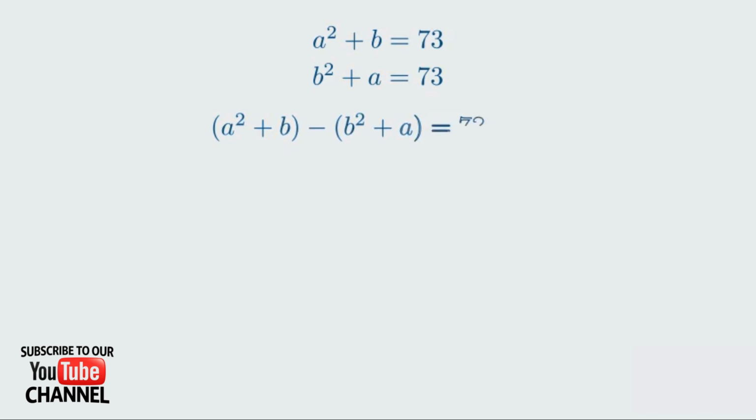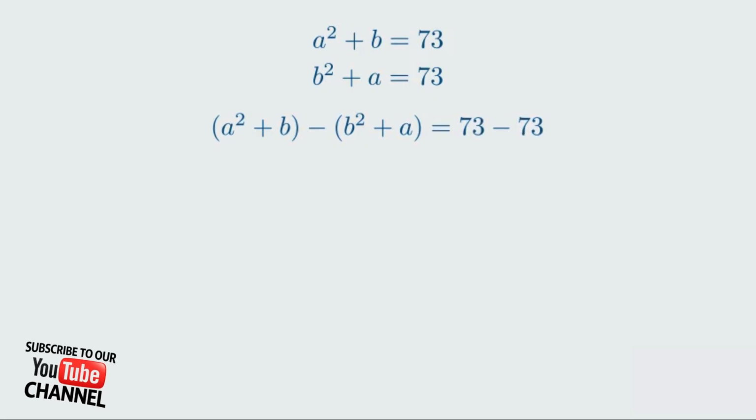But how can we be sure they all work? Let's use our second method, a subtraction method, to check. In this method, we simply subtract the second equation from the first. Our system is a squared plus b equals 73, and b squared plus a equals 73. Subtracting the second equation from the first, we get a squared plus b minus the quantity b squared plus a equals 73 minus 73. The right side simplifies to 0.